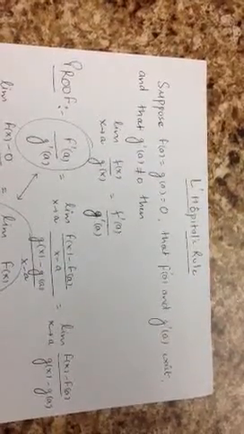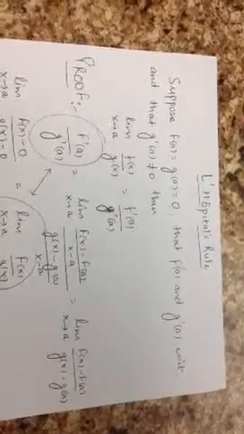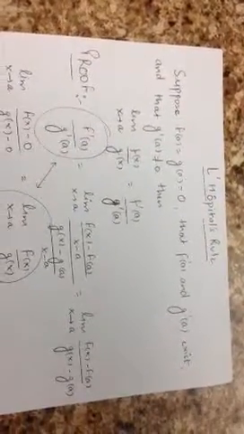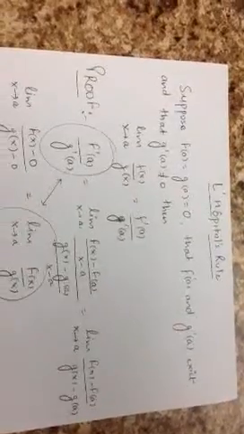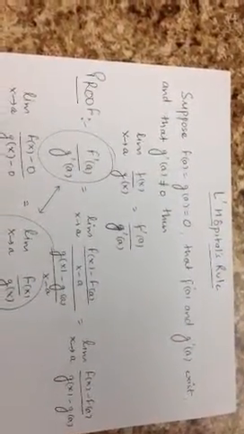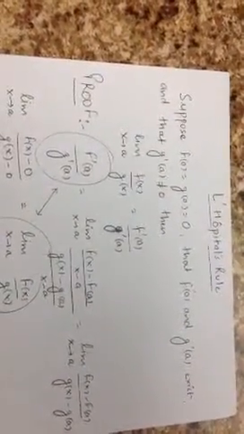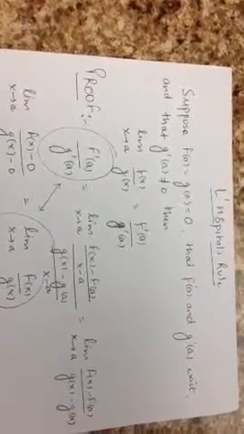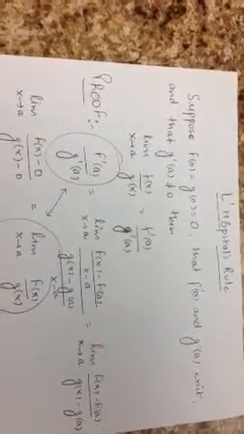Suppose f of a is equal to g of a, which is equal to 0, and f prime of a and g prime of a exist, and that g prime of a is not equal to 0. Then the limit as x approaches a of f of x over g of x is equal to f prime of a over g prime of a. Let's see the proof of that.